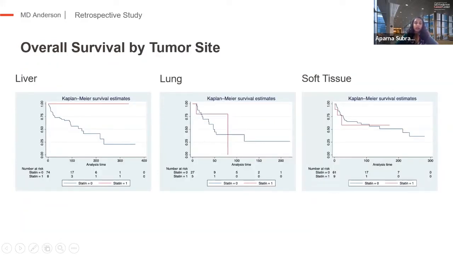When we stratified the overall survival by tumor site, the most common being the liver, the lung, and the soft tissue, the sample sizes were too small to make any meaningful interpretation. We do, however, note that in the liver, no events of death were recorded among those who received statins, of the 8 patients.